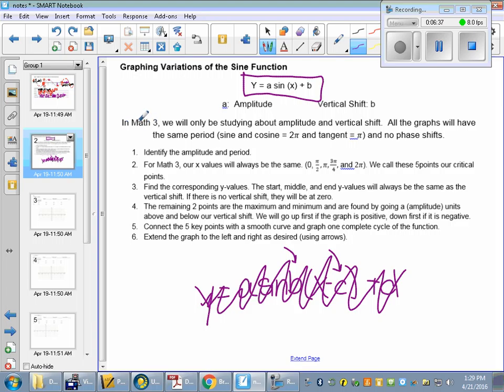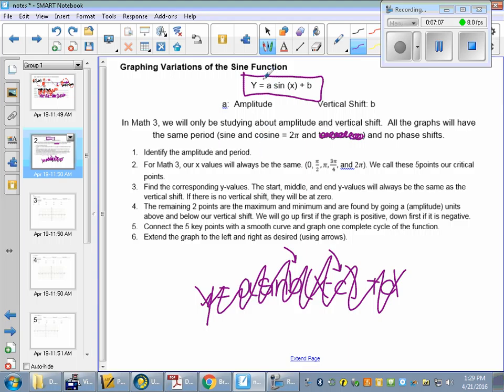All right, phase shifting is moving left or right, and then there's changing the period. In Math 3, we will only be studying amplitude and vertical shifts. We said this earlier, all graphs will have the same period. We don't graph tangent, but sine and cosine have the period of 2 pi. And there will be no phase shifting, no movement left or right. So we can move up or down, we can stretch it vertically up and down, that's what the amplitude does, but nothing else.